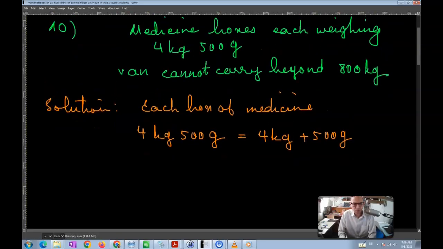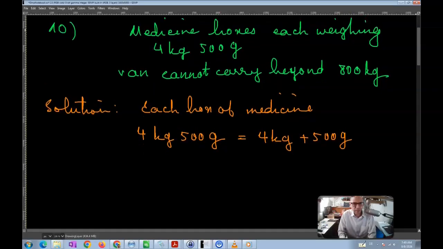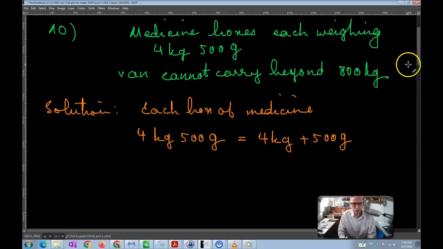So what I need to do is this: the total capacity of the van is 800 kilograms, right? If I divide the total capacity by the weight of each box, then whatever comes out of the division is going to give me the total number of boxes that I'm allowed to load into this van. Let me say this one more time.